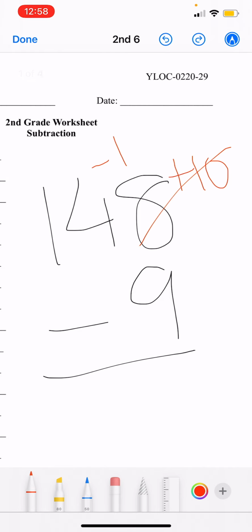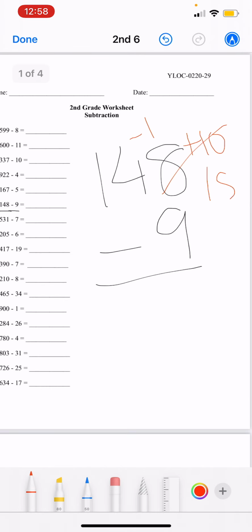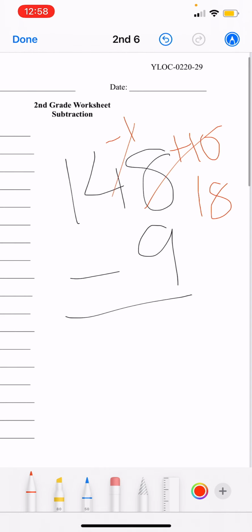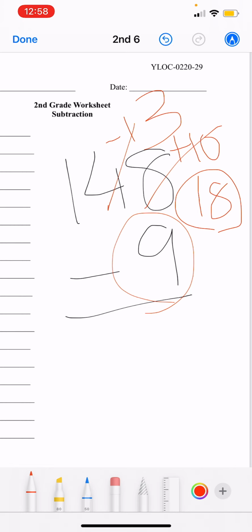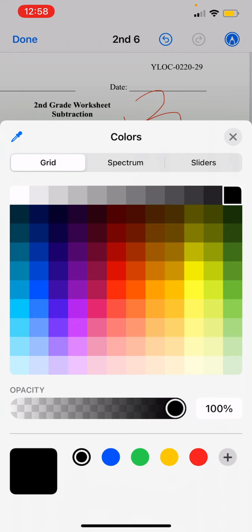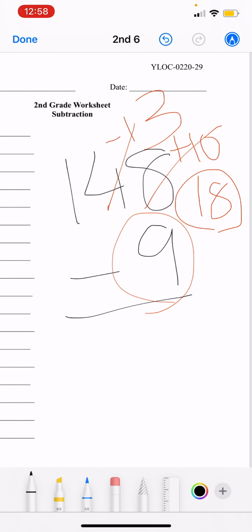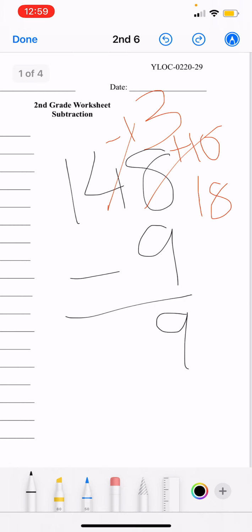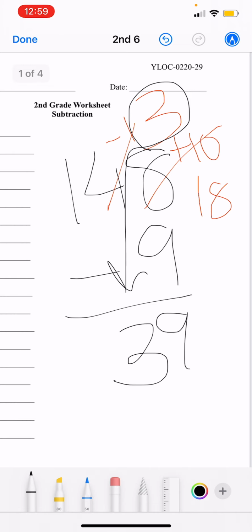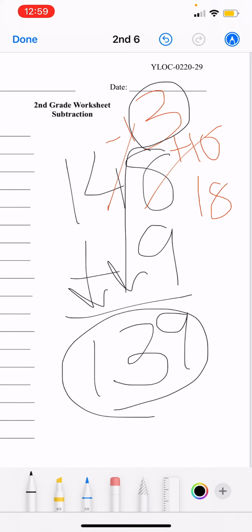Okay, so 8 plus 10 is what? It's 18. 4 minus 1 is 3. Okay, we can solve now. So we have 18 minus 9. What's 18 minus 9? 18 minus 9 is 9. And we have 3, but below 3 there is nothing. So we are simply just going to bring 3 down. So it's going to be 3. Same with 1. There's nothing below 1. So we're going to bring 1 down. So here we have our answer is 139.